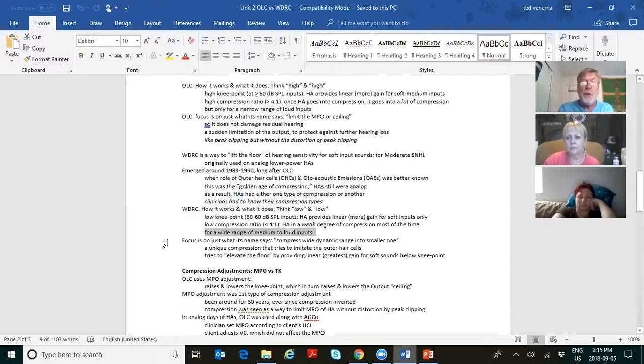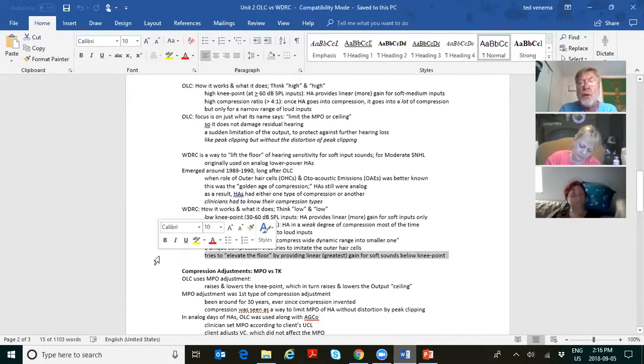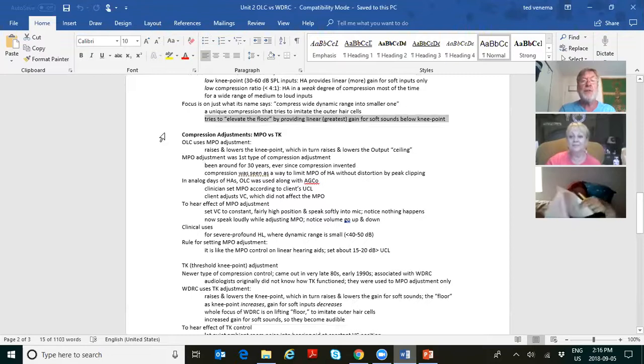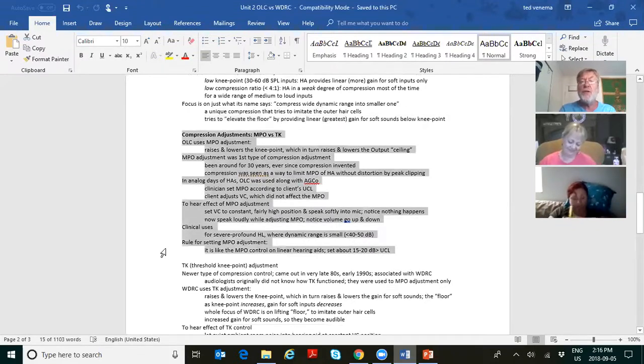Okay? The focus of WDRC is just what its name says: compress a wide dynamic range into a smaller one. A unique type of compression that tries to imitate the outer hair cells. It tries to elevate the floor by providing linear, greatest gain for soft inputs below the knee point. And this is the Angela stuff. Compression adjustments, MPO versus TK. We already went over it.